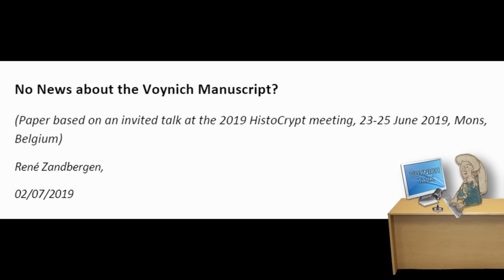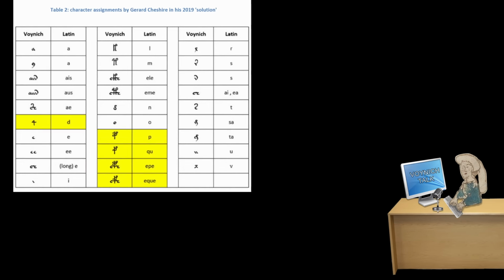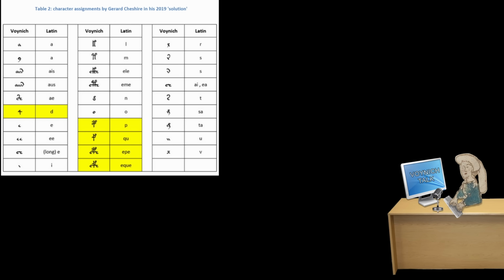The implications of this are enormous, as René Zandbergen points out in a paper published in 2019. He focuses on the writings of Gerard Cheshire, but the same problems exist for every possible substitution solution in any known human language.